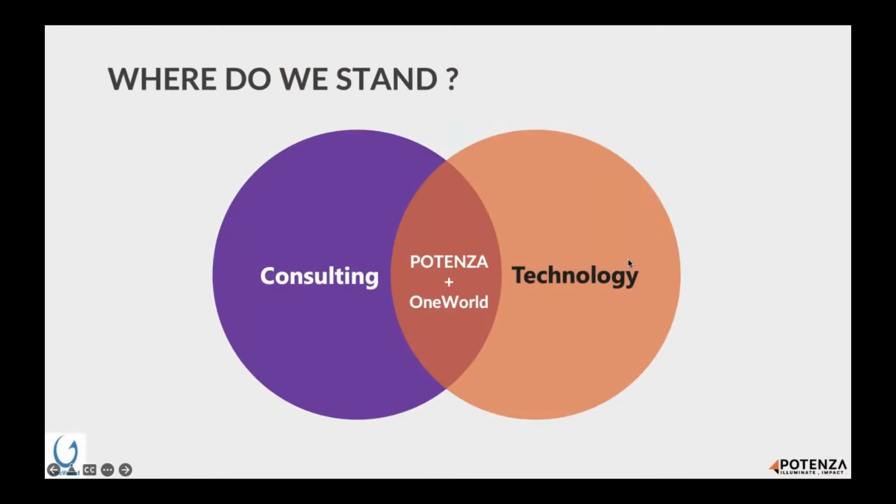So, where do we stand? Potenza and One World together stand at the intersection of consulting and technology. We are not a consulting company that will just tell you what to do, but we can do beyond that. We can sit down with you and define the strategy and the roadmap, and then sit down with you and do the implementation. So we bring consultancy and technology. We call ourselves a technology consultancy, and we cover both aspects of engagements.